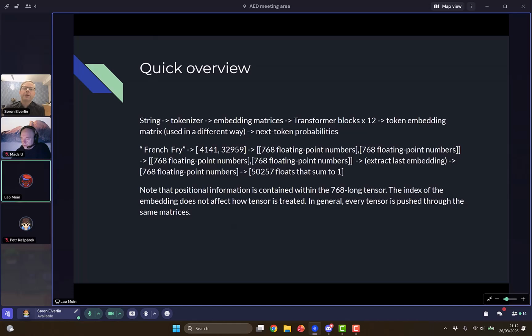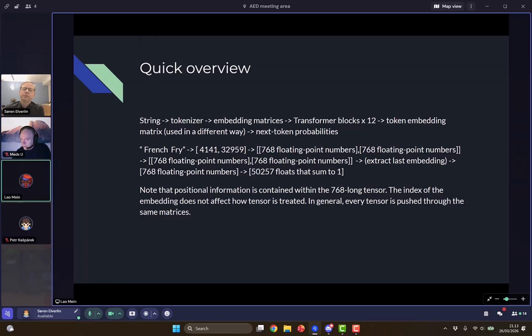But yeah. Anyways, you go from a string, like French fry. You tokenize it, where you convert each word or part of a word into a number out of 50,257. And then, I actually don't remember. I think it divides into like 700. No, it's probably the tensor length of the longest number times, I don't know, 128 or something like that.